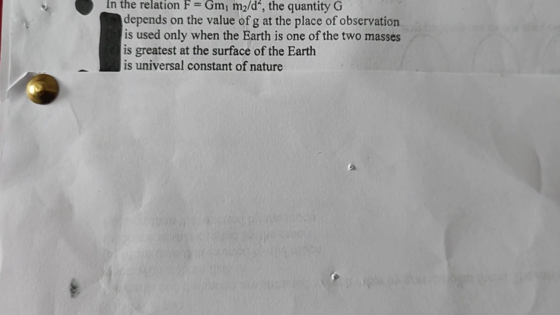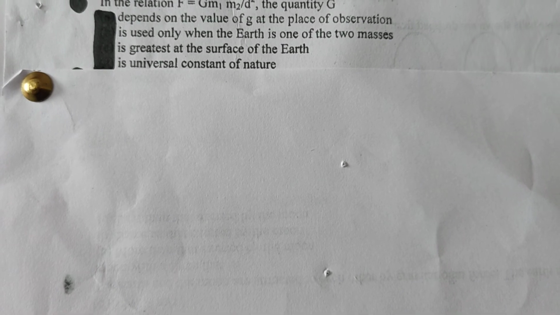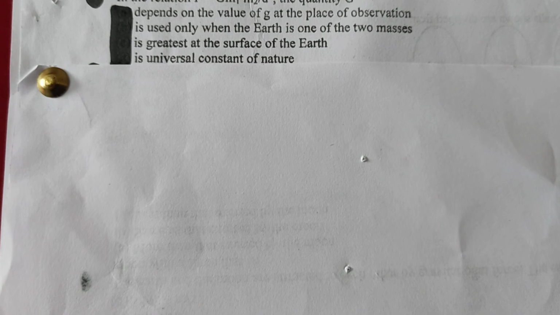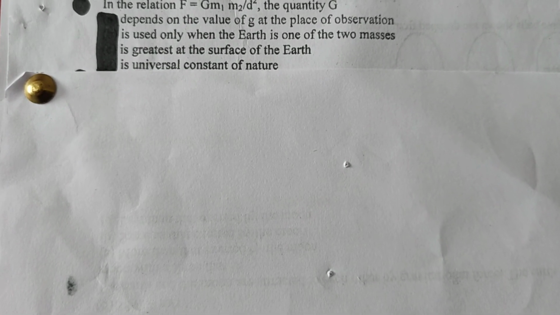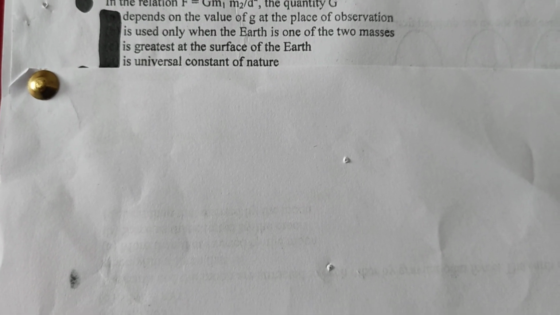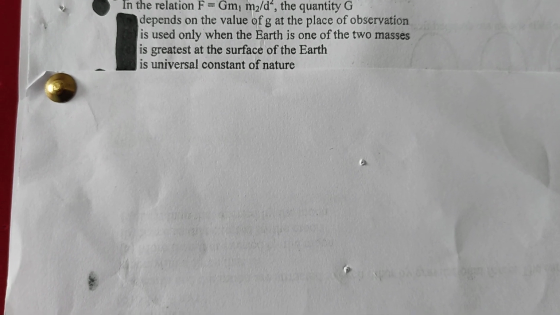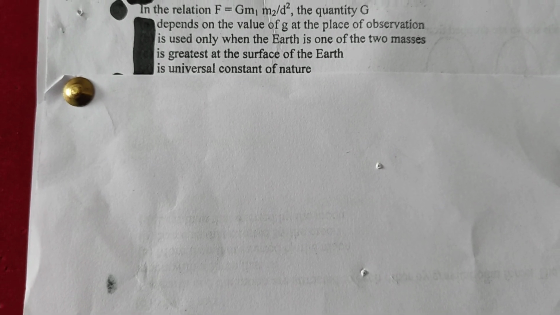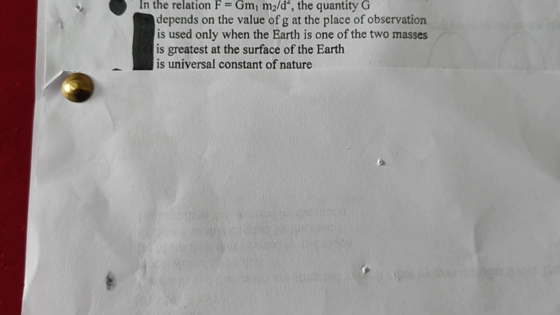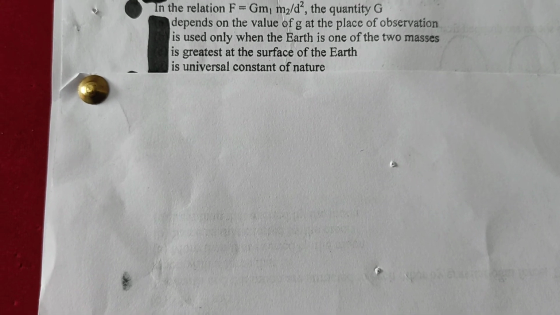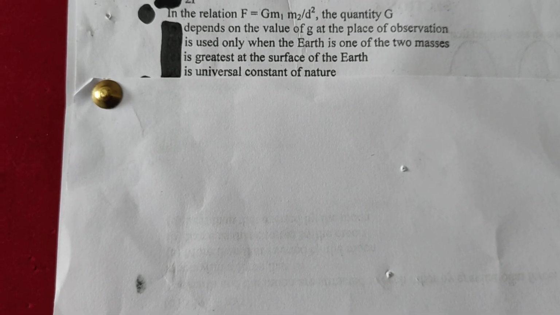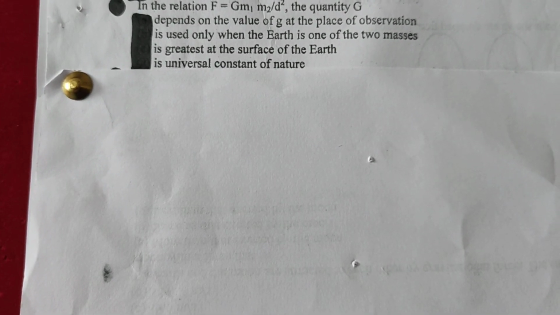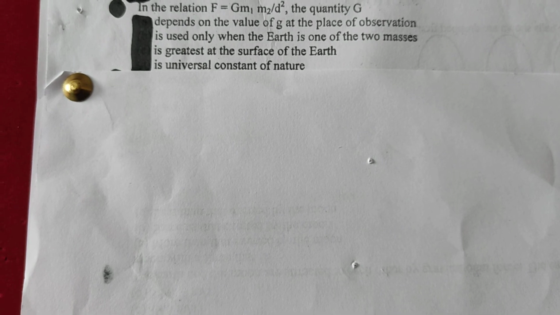Now this is a knowledge-based question. In the relation F is capital G m1 m2 over d square, the quantity capital G, I've already told you in the previous MCQ. This expression is the mathematical form of Newton's universal law of gravitation, according to which the force of gravitation between two bodies is directly proportional to the product of their masses and inversely proportional to the square of the distance between them. And G is a constant of proportionality called the universal gravitational constant.